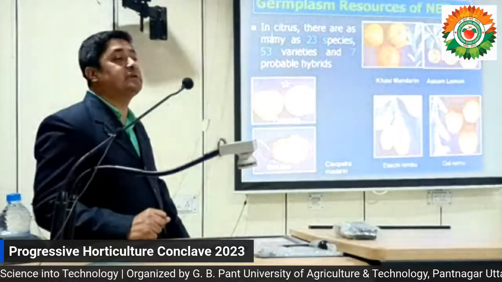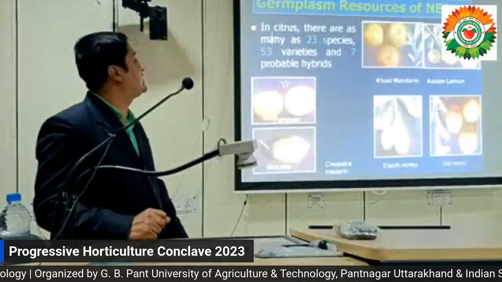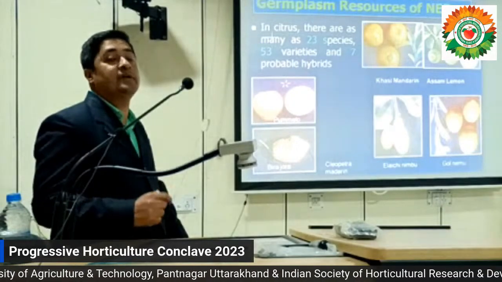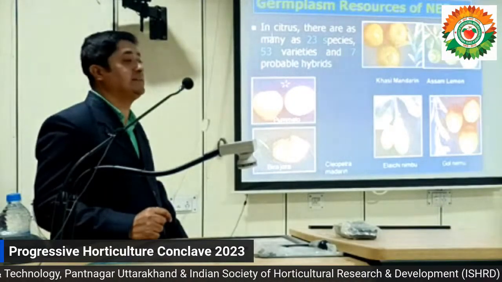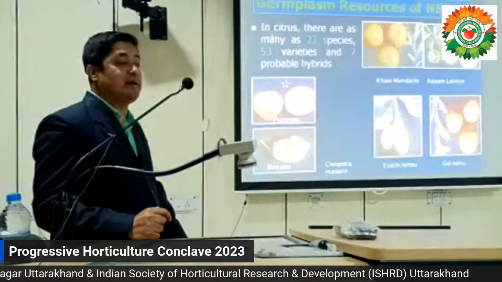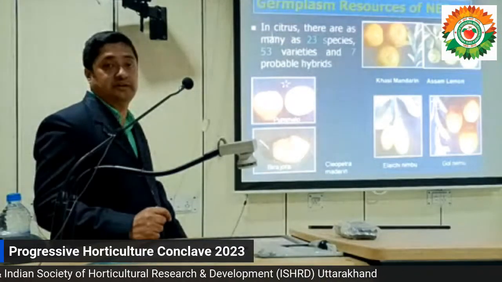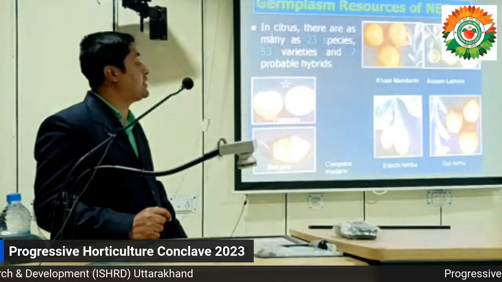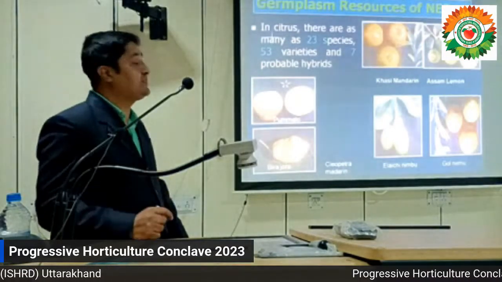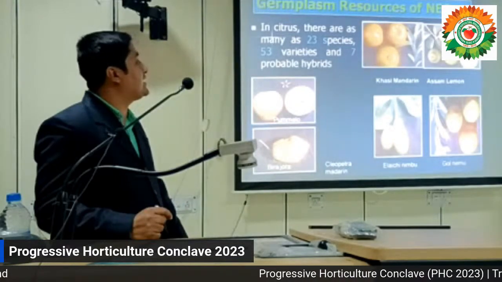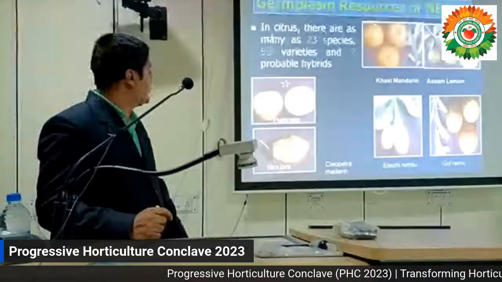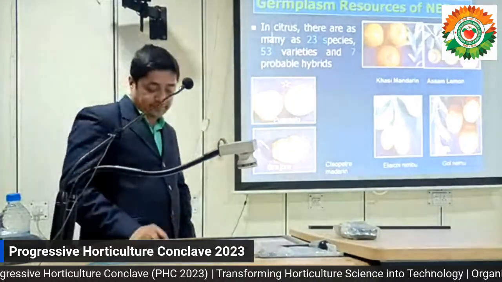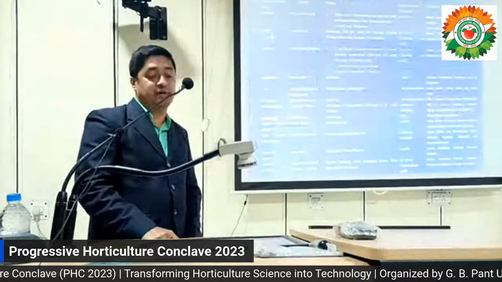Among them, the most important citrus species is Khasi mandarin, which is grown commercially. Because of the presence of one particular hill, Khasi Hill, which is located in Meghalaya, the species is named Khasi mandarin, and it is very popular because of its equal blend of sweet and sour. In addition to that, other species like Assam lemon, Medica, rough lemon, and other types of lemons are there in this particular region.